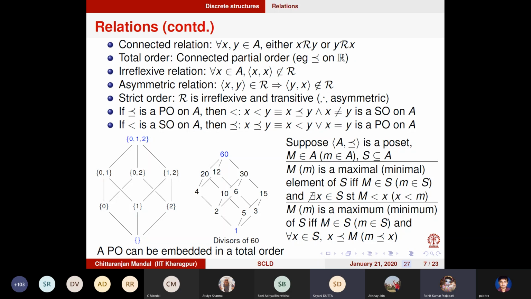But sir, we can find a 6. Okay, so let me restate the definition of comparable here. X and Y are comparable if either X divides Y or Y divides X.